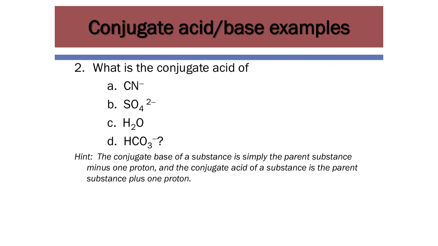All right, in this example, we are doing the opposite. So these substances given are acting as the base, and we are looking for their corresponding conjugate acid. So if the substance is acting as a base, that means it must be able to accept a hydrogen ion. So if we add in the H plus ion, we get HCN. For B, if we add the hydrogen ion to SO4 minus 2, we get HSO4 minus. If we add a hydrogen ion to water, we get the hydronium ion.